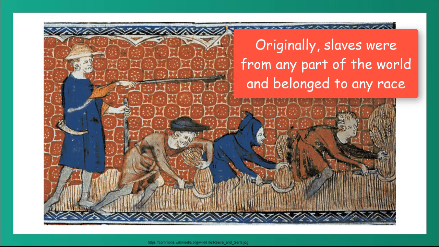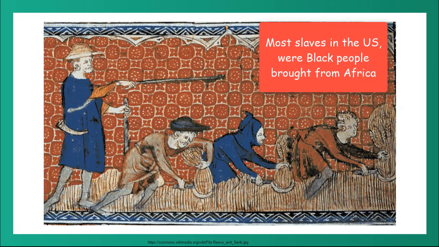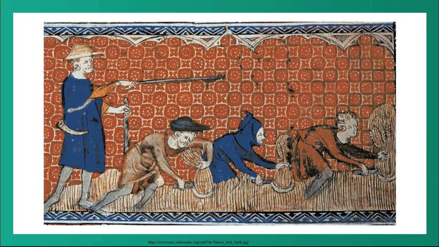Originally, slaves were from any part of the world and could be of any race or skin color. Some of the first slaves were Native Americans enslaved by European settlers who were then brought back to Europe. And in the Middle Ages in Europe, many rich white people enslaved poor white people. However, most of the slaves who were forced into slavery in the United States were brought here from Africa.